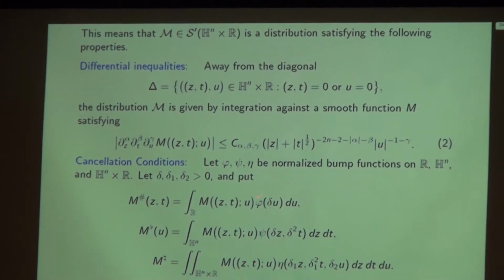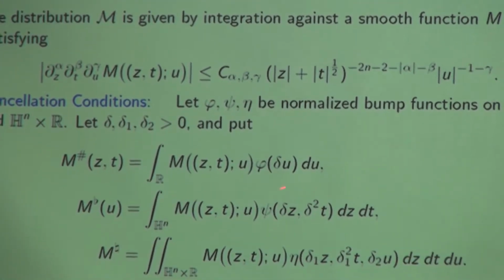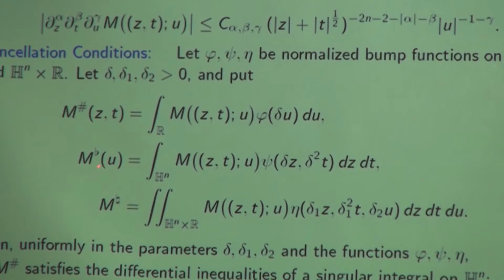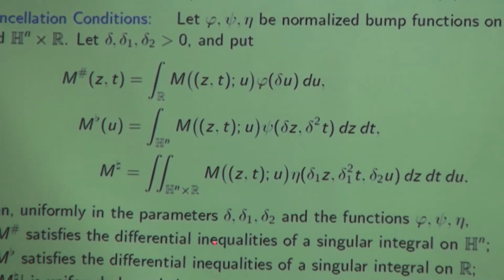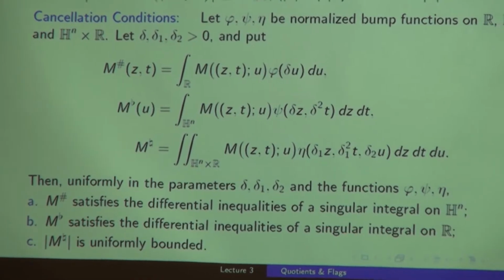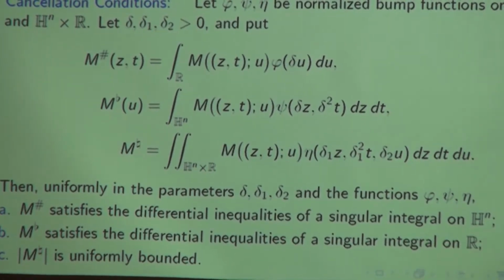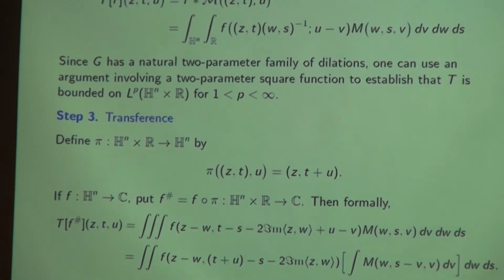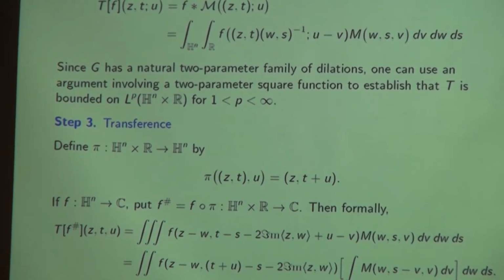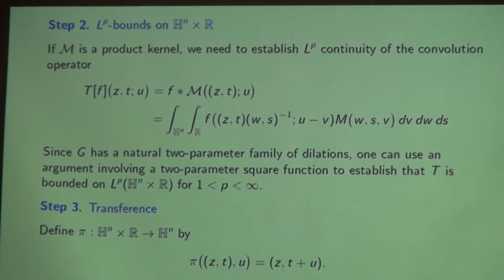There are certain cancellation conditions. One has to integrate against dilates of functions in R and get a function of Z and T. One can integrate against dilates of a function in Z and T and get a function of u, or one can do everything together. And the condition is that what one gets is a singular integral, sort of a one-parameter singular integral in each of the variables that are unintegrated, or that one has uniform boundedness in the case that you're integrating against a function of two variables. So, of course, I'm not proving any of this, but the idea is that by considering this product group and somehow lifting the problem of looking at these two operators to this product group, one gets a product kernel, which we've talked about.